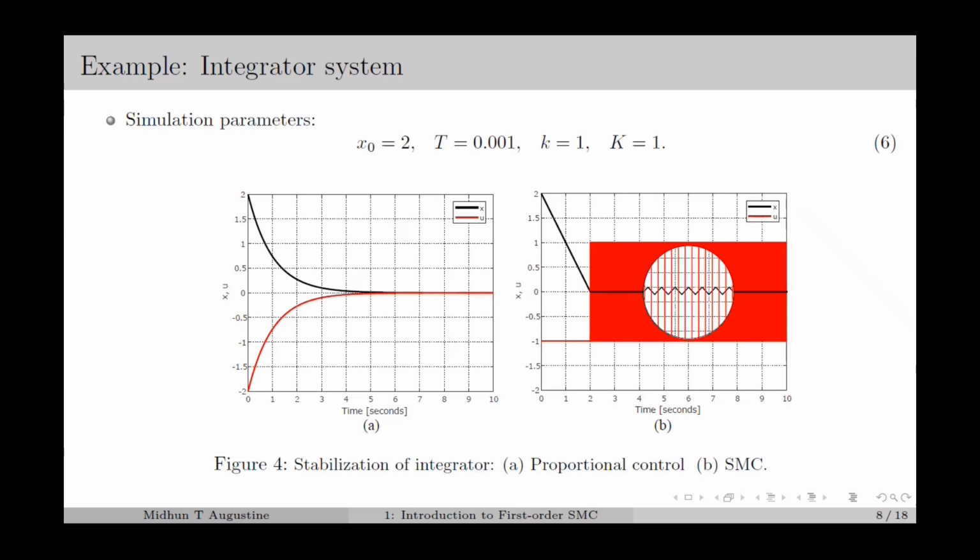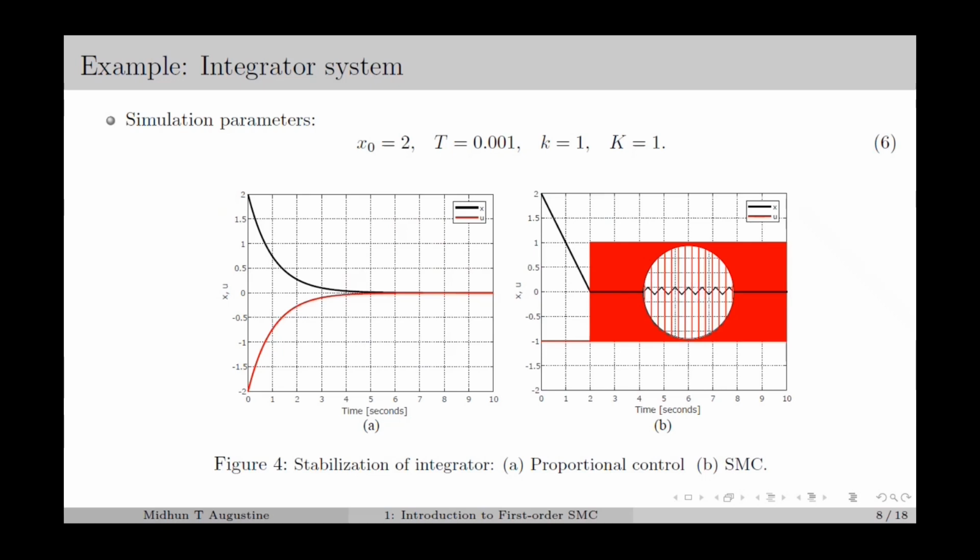Now for the integrator with SMC, the response will be as shown in figure 4b, in which the state starts from an initial value of 2 and converges to 0 in the ideal case. However, in practice, the state oscillates around the reference value, which can be observed from this zoomed plot.